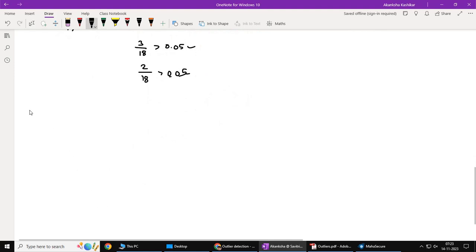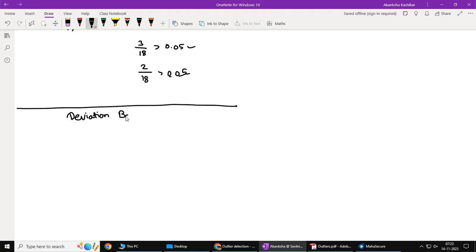There is one more simple method which is known as the deviation based approach. The approaches that we studied so far were actually distance based approaches, and there are some deviation based approaches also. So let us see one of the deviation based approaches as a last method. Of course, there are many other methods, but right now we won't worry about them. So what are the deviation based approaches?